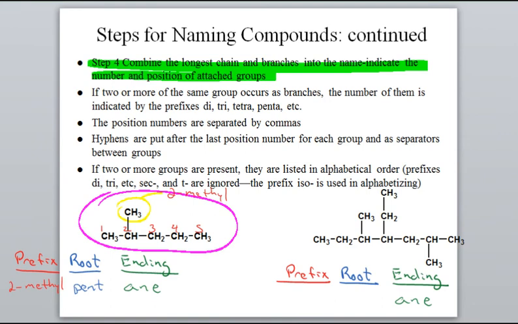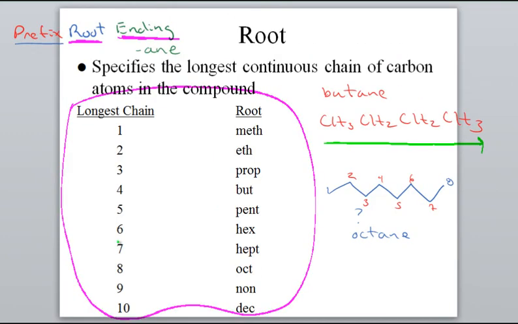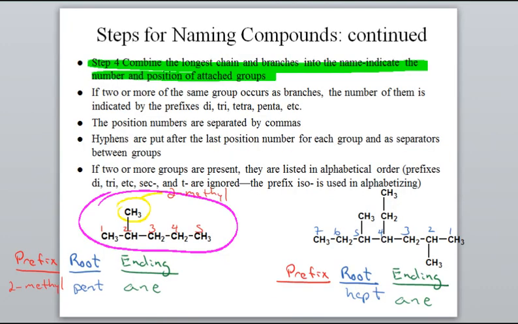The ending is still ane, and there are 1, 2, 3, 4, 5, 6, 7 carbons in the longest chain. So let's go back to our page that gives the root names. If there are 7 carbons in the longest chain, it's hept. So we have hept and ane, heptane. And lastly, the prefixes. The prefix has to include the 2 methyl groups and the ethyl group, and they have to state what carbons they're coming off of.